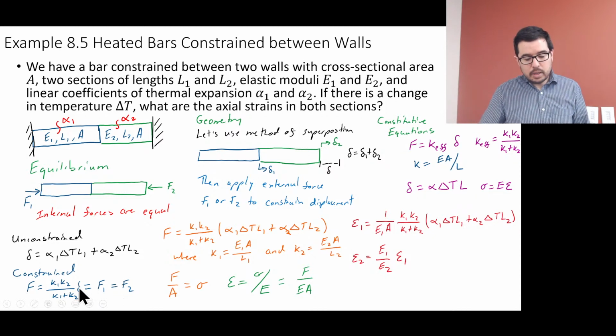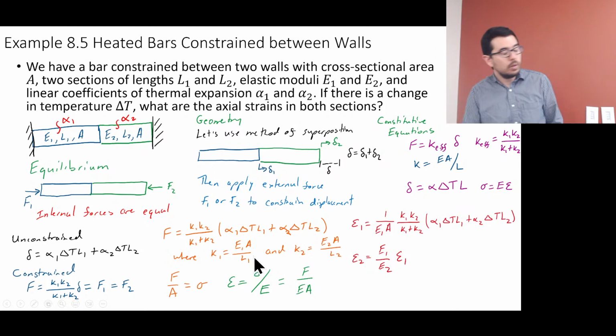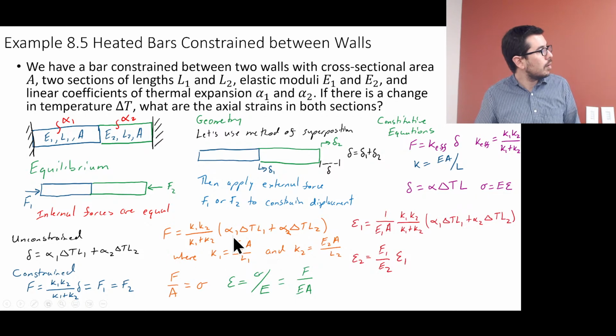Okay, so now delta is equal to this quantity right here. This is the effective spring constant. We know from our past that K is a constant, so here's another constitutive equation we can write down. K is equal to EA over L. So if we're interested in K1, we can say that K1 is equal to E1A over L1, because the A's are the same. And K2 is equal to E2A over L2. So we have a force, and we have individual spring constants.